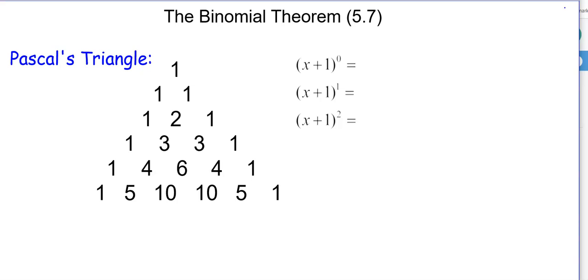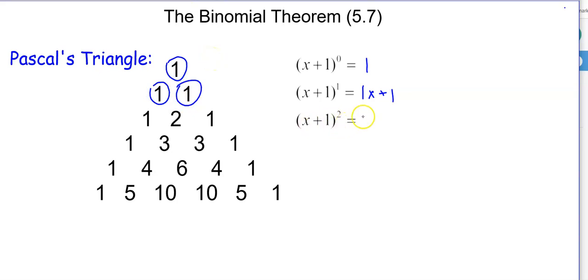Okay, we'll talk about Pascal's triangle in just a minute. Let me just do a few of these. So (x + 1) to the 0 power, well, that's just 1. And if you see, the top row there is 1. (x + 1) to the first power is 1x, or x + 1. Next row is 1 and 1, 1 and 1.